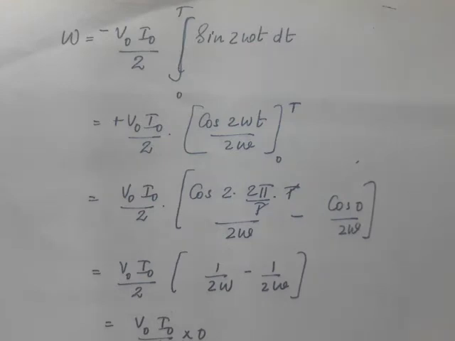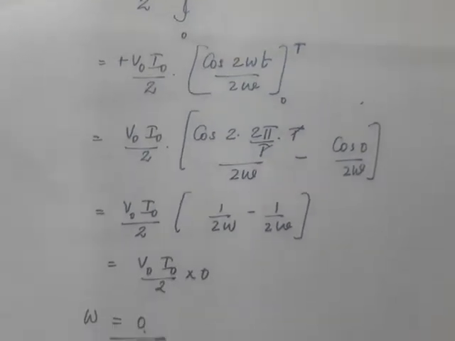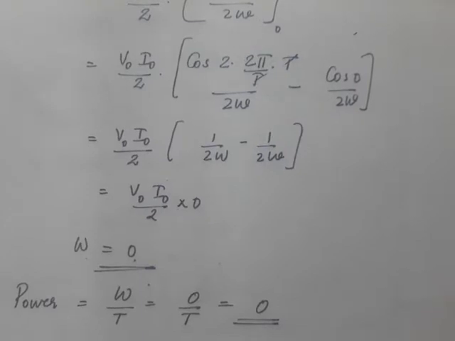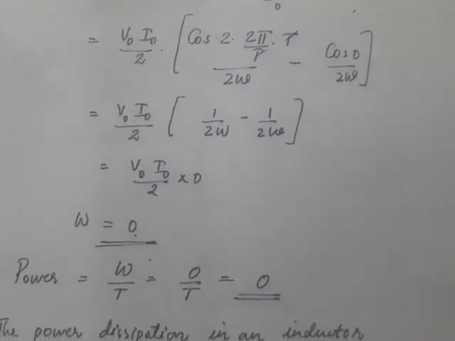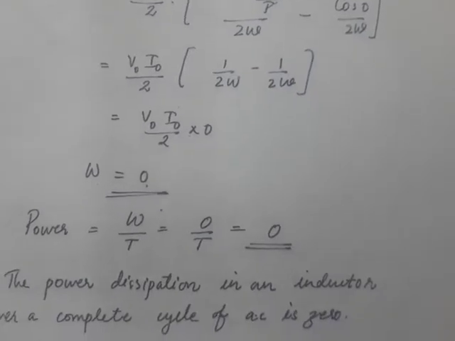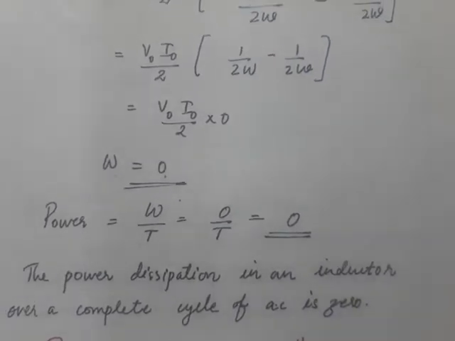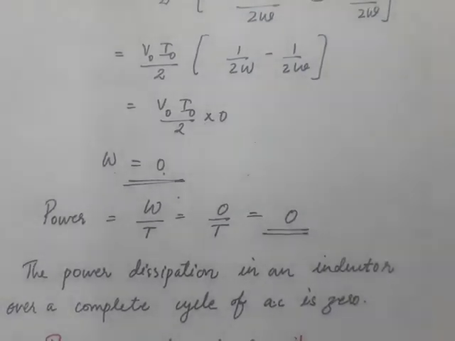So the work done here becomes 0. If work done is 0, power is also 0. That is, the power dissipation in an inductor over one cycle is 0. So the power dissipated in one cycle of AC, in an inductor, is 0.